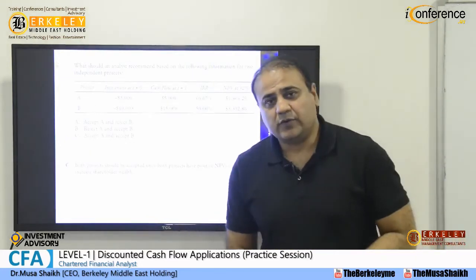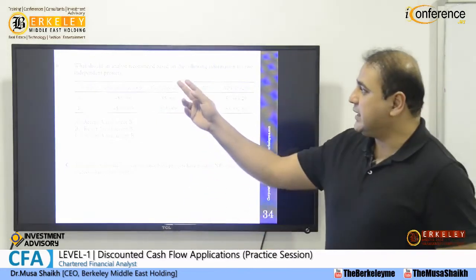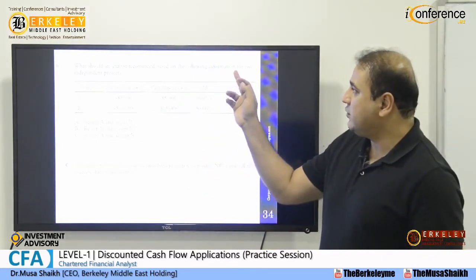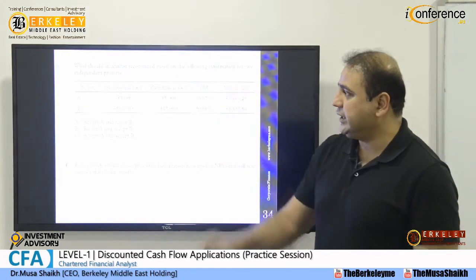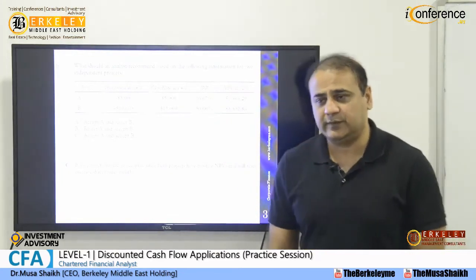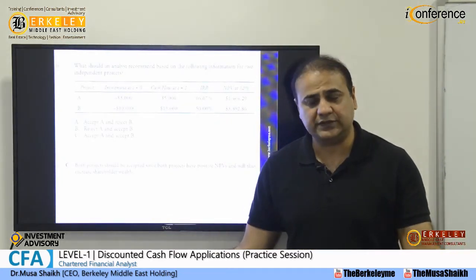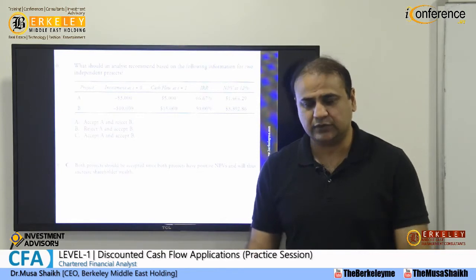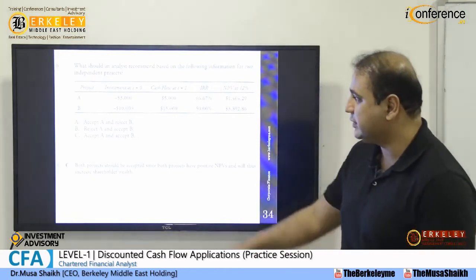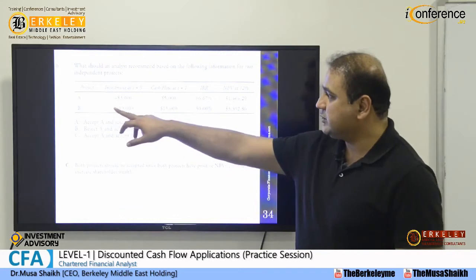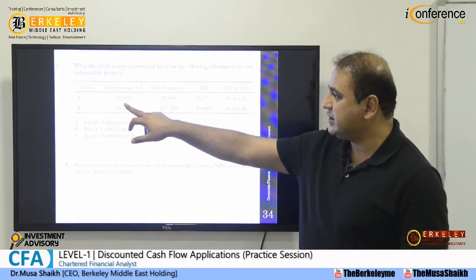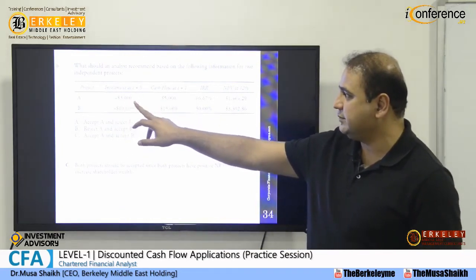Okay, let's move forward to another question. What should an analyst recommend based on the following information for 2 independent projects? Independent projects are not dependent on each other, so whichever is good you can choose according to your calculations. There are 2 projects, you have to invest 3,000 in A and 10,000 in B.